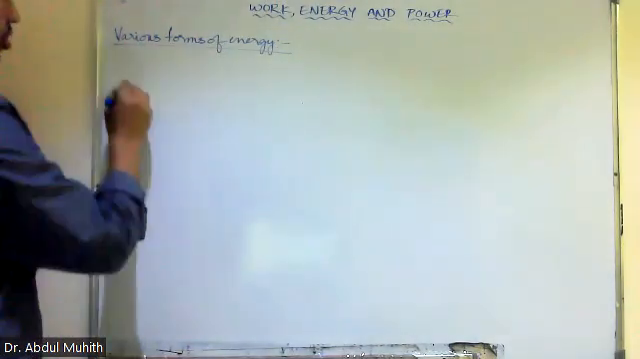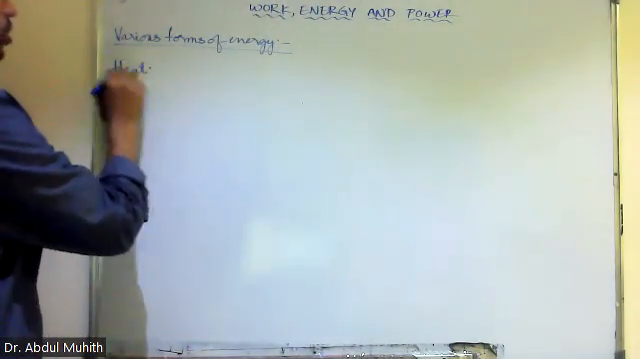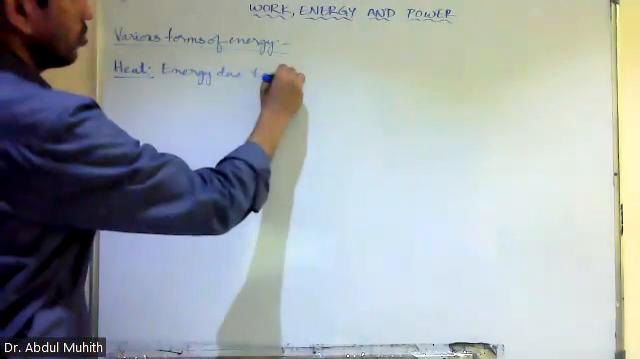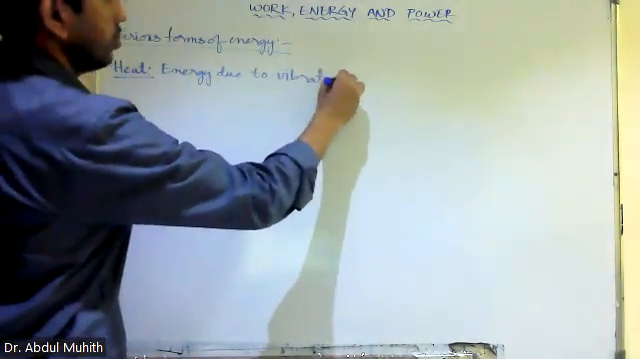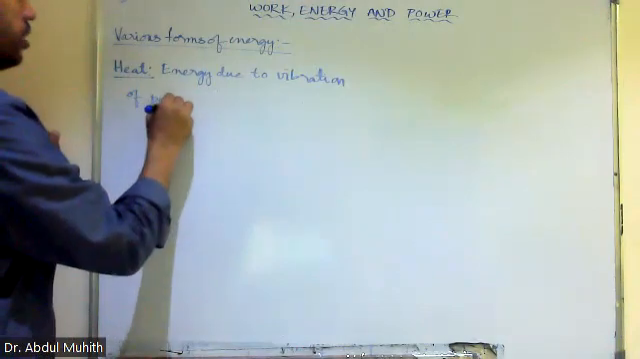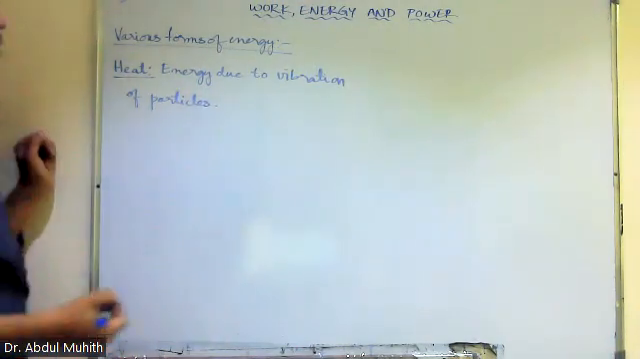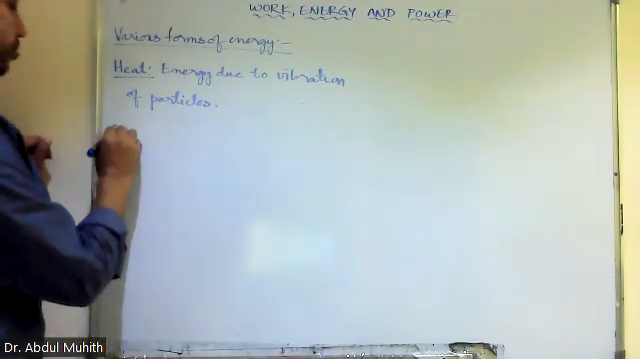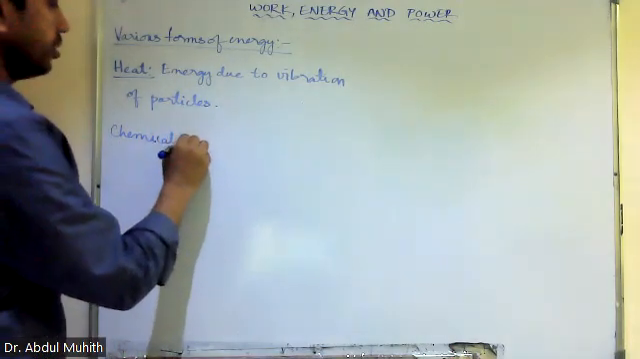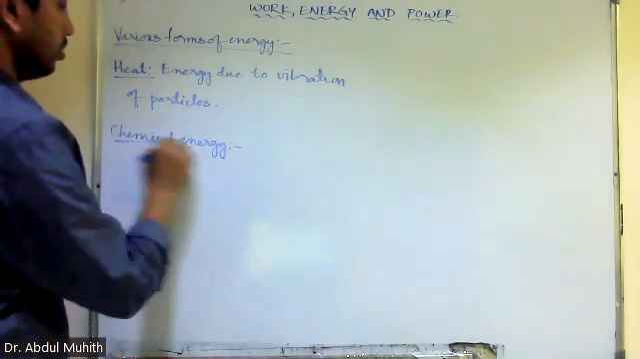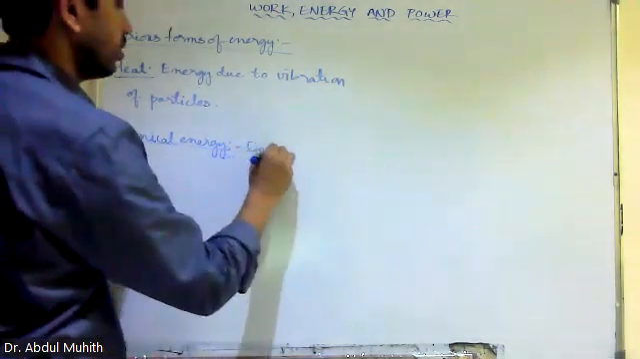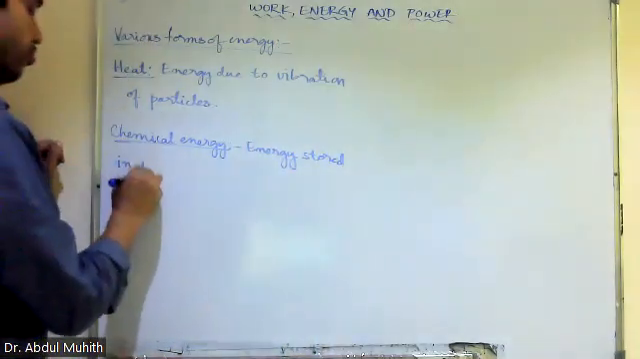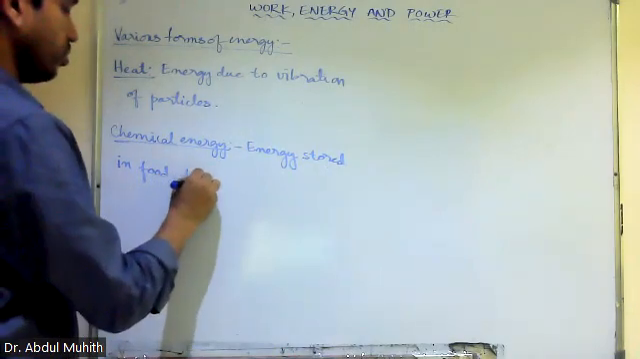Various forms of energy. So here we have heat energy: energy due to vibration of particles, or energy possessed by the vibrating particles. You can say it that way also. Next one is chemical energy. Chemical energy is energy stored in food, fuel, and drinks.